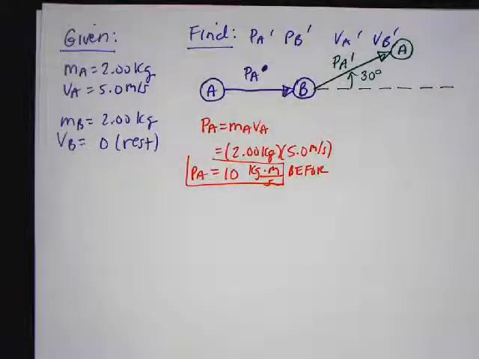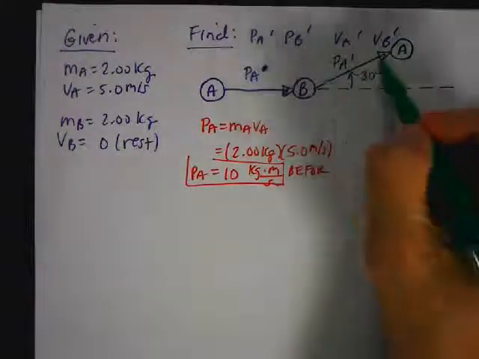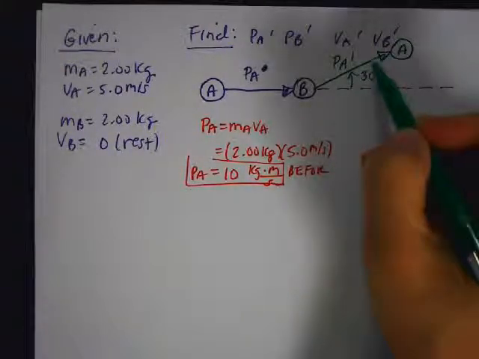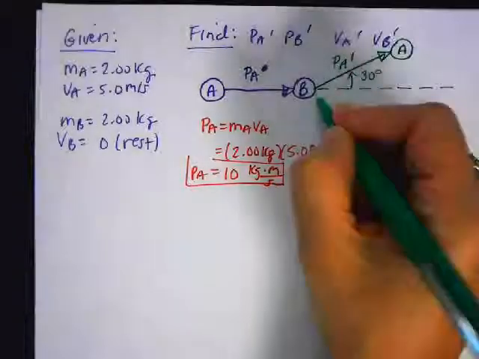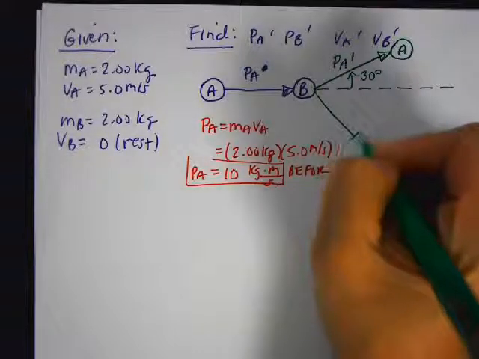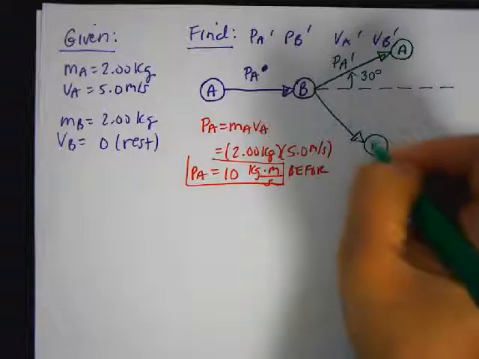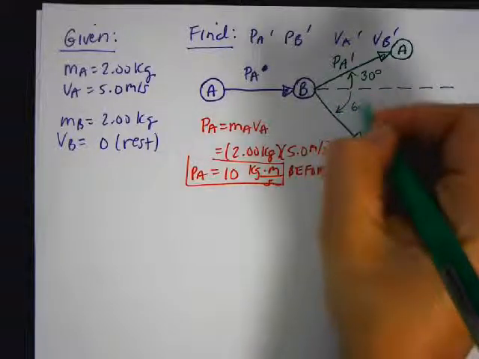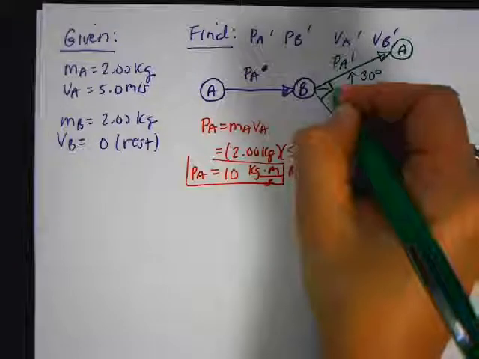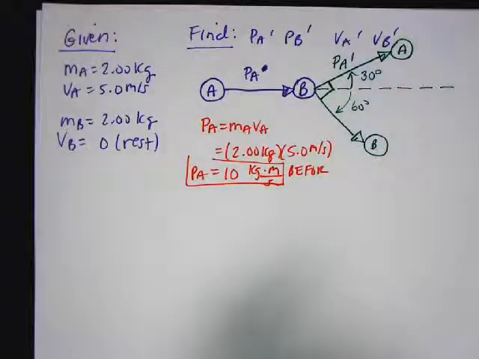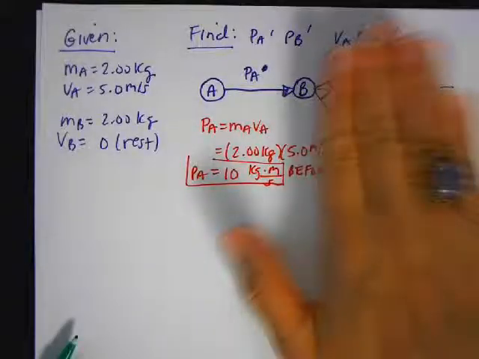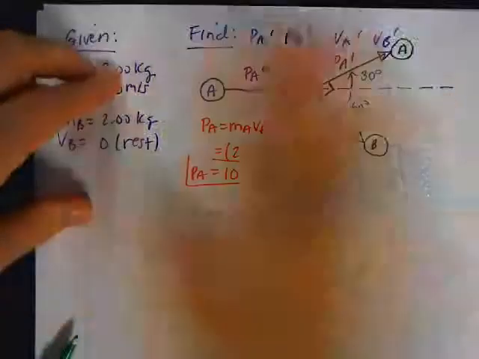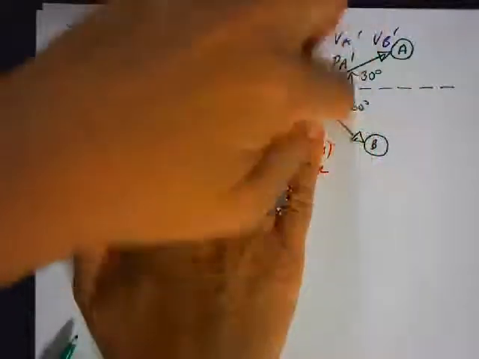Then it says the second ball moves off in a direction 90 degrees to the right of ball A's final direction. So this is ball A's final direction. So 90 degrees, 30 plus 60 is 90. So here's ball B, and this angle here is 60, which means this angle here is 90. So this is the total momentum before, and these two added head to tail is the total momentum after. Okay?